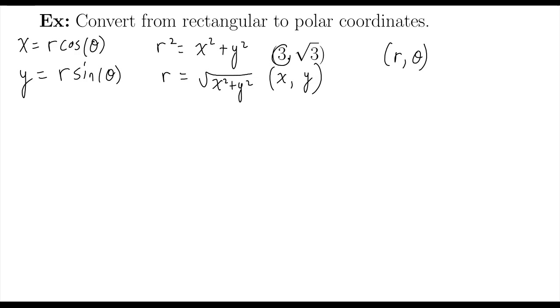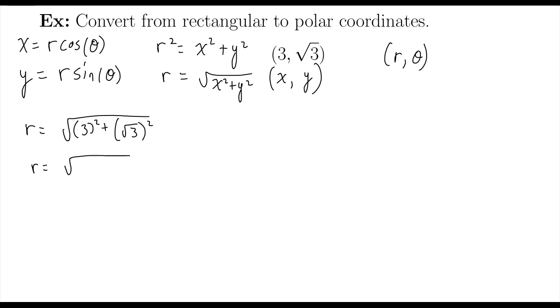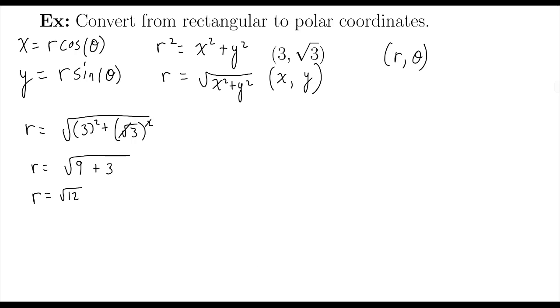Because I have x is 3, and I have y, it's the square root of 3. So r equals the square root of 3 squared plus the square root of 3 squared. Three squared is 9. When you square a square root, they just cancel out to leave you with just the 3. So r equals the square root of 12. If I can simplify that, I should. 12 is 4 times 3, and since the square root of 4 is 2, I can simplify this to be 2 square root of 3. Okay, so that's my radius, 2 square root of 3.